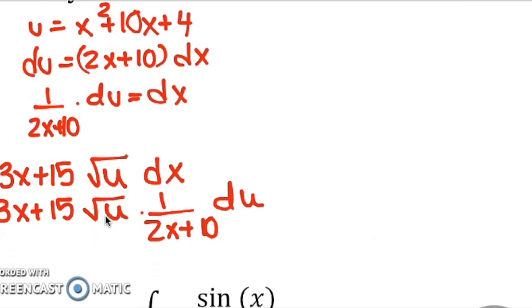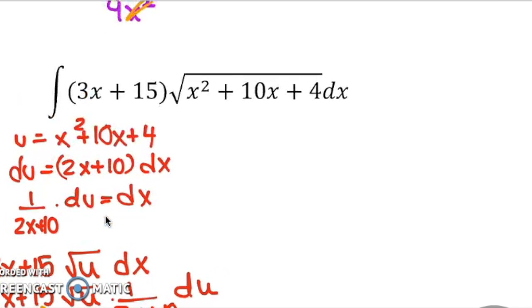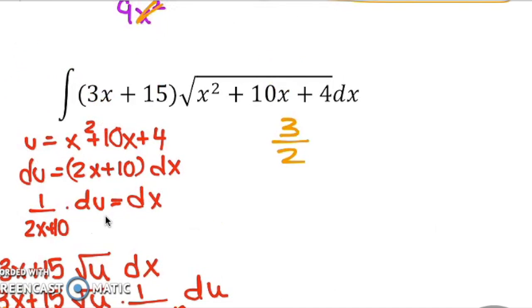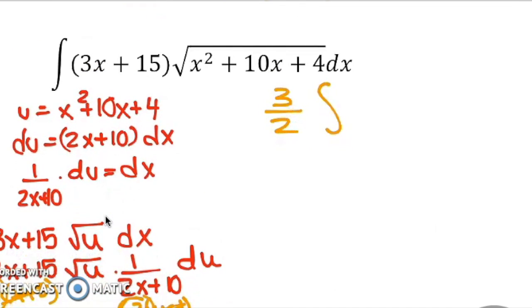Now, simplifying this down, here's what we need to see. This is 3 times x plus 5. This is 2 times x plus 5. So the x plus 5s can cancel each other out. So what I'm left with is 3 over 2, that's this over that, times the integral of the square root of u du.